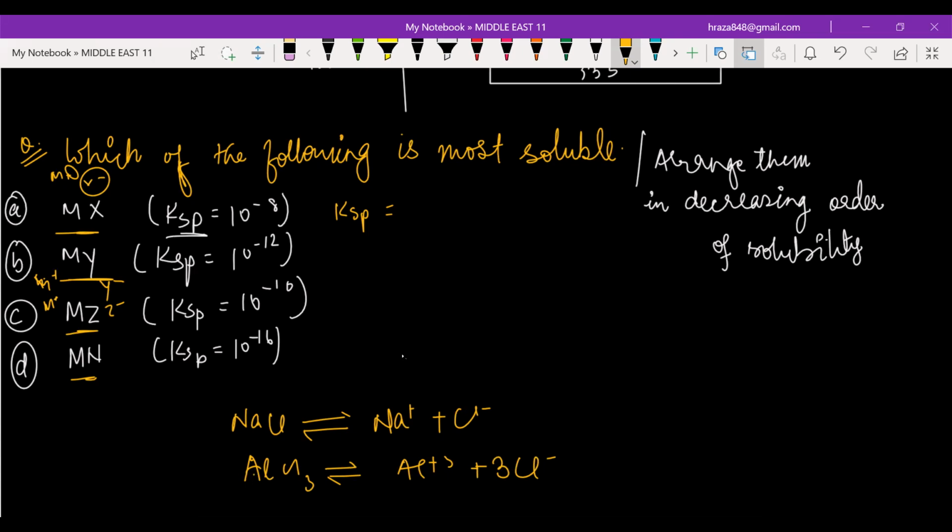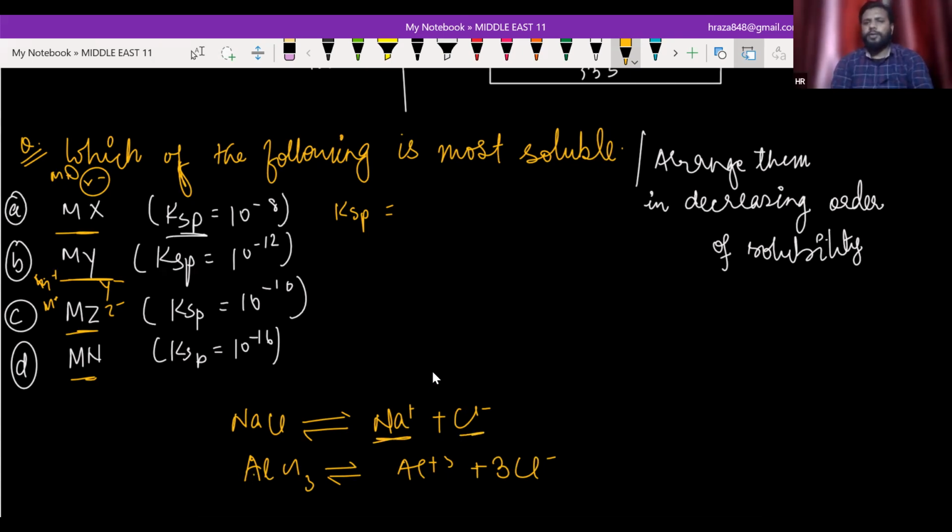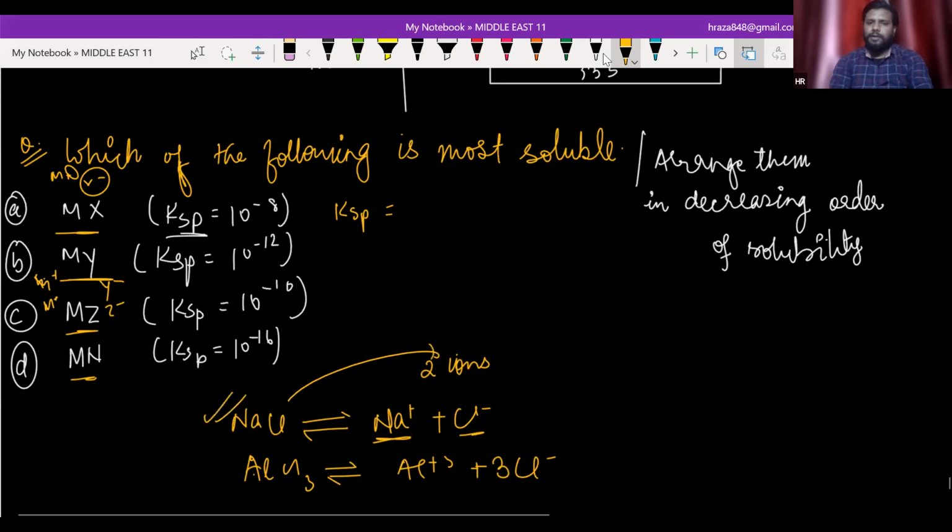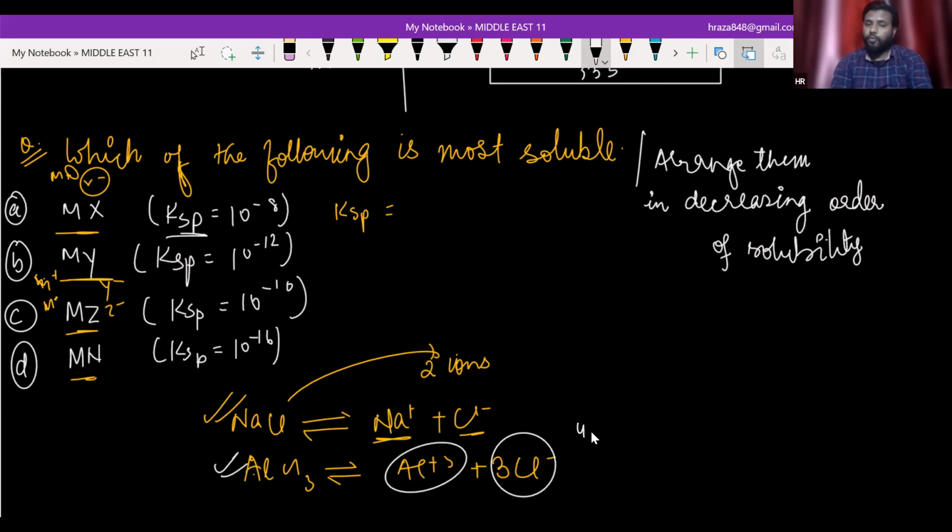Same, because you can see 1 mole of this and 1 mole of this, that makes two ions in this. And the types of ions here are two, that is Na plus and Cl minus. Again, here you can see 1 ion of aluminum Al plus 3, and 3 ions, total makes 4 ions. Is that clear? So what I want to say is that total ions here is 2.